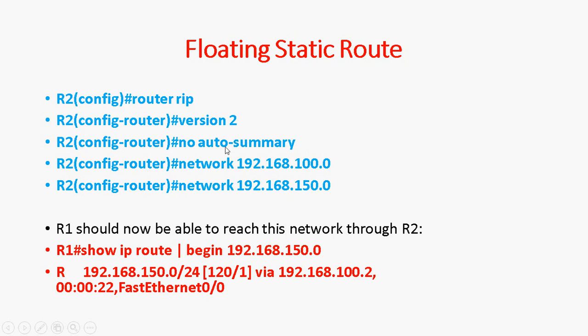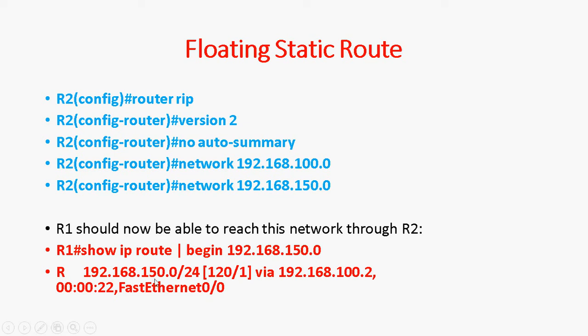Afterwards, I am going to check the routing table from the R1 router. R1 should now be able to reach the 192.168.150.0 network through R2. I am giving the exec command show ip route | begin 192.168.150.0.